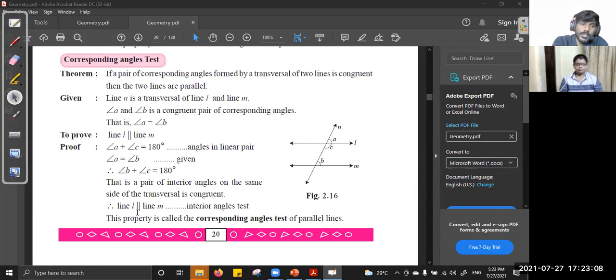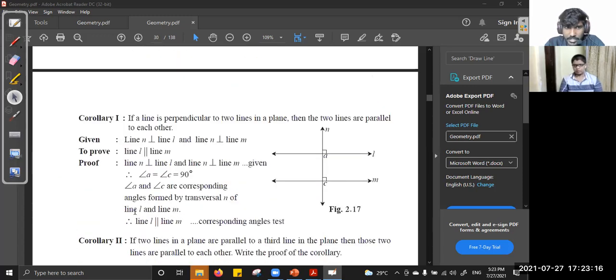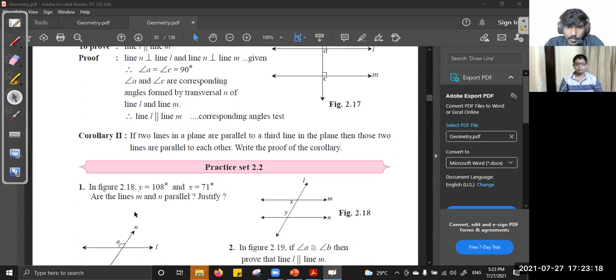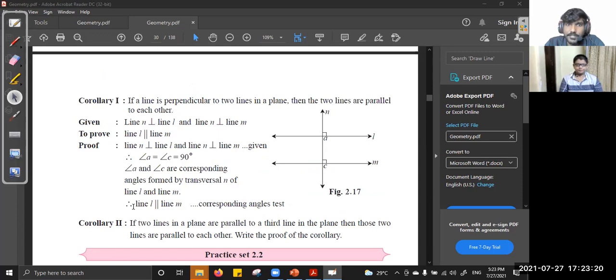So for now, we'll not be doing the proof. If they are doing the proof in your school, you let me know. We'll also do the proof then. So we'll now directly jump to the practice set. But before that, we have two corollaries.